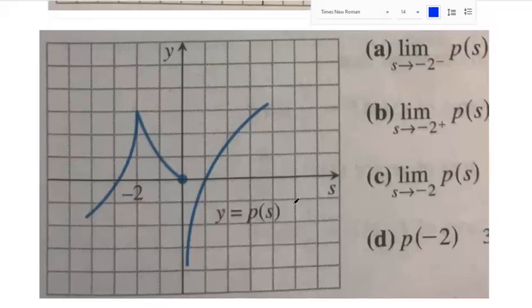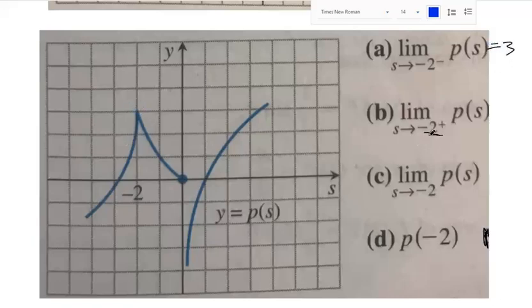Okay, so here's another one. I think I gave away the answer on that one, but the limit is as s approaches -2 from the left. Here's -2. The y values as we get closer and closer to -2 from the left. Here we are at 1, 2. We're getting infinitely close to 3.